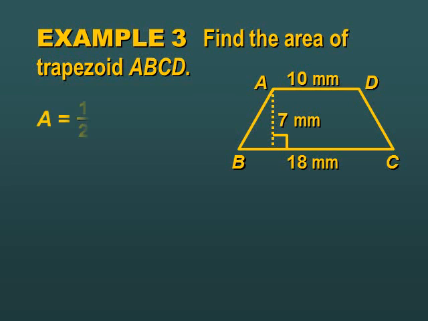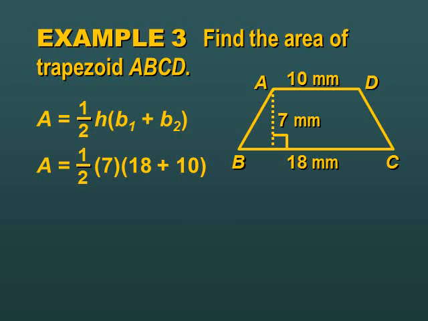Okay? So here's my official formula. I'm going to add that 18 and 10 together first before I multiply it times the rest. So it's very similar to the triangle formula. You just have to remember you have two bases to add first.